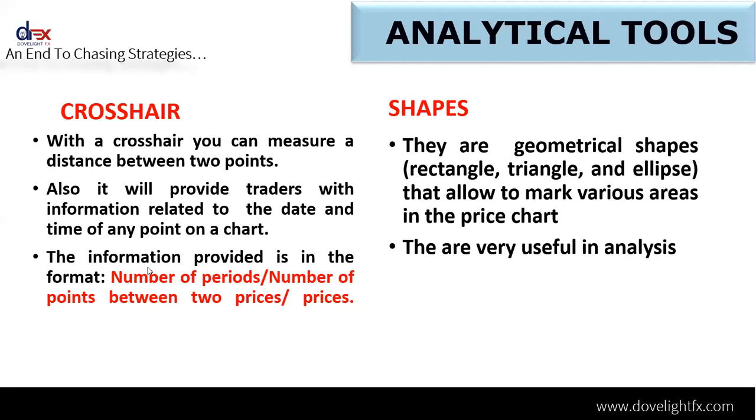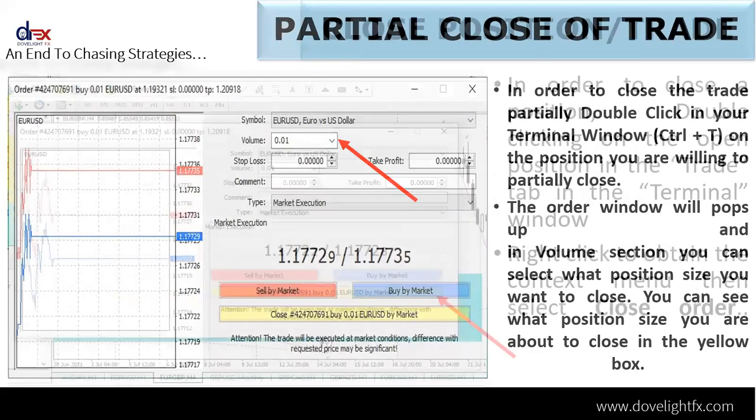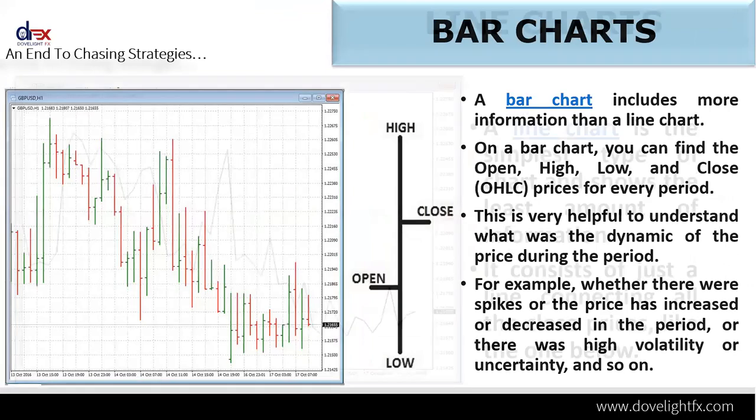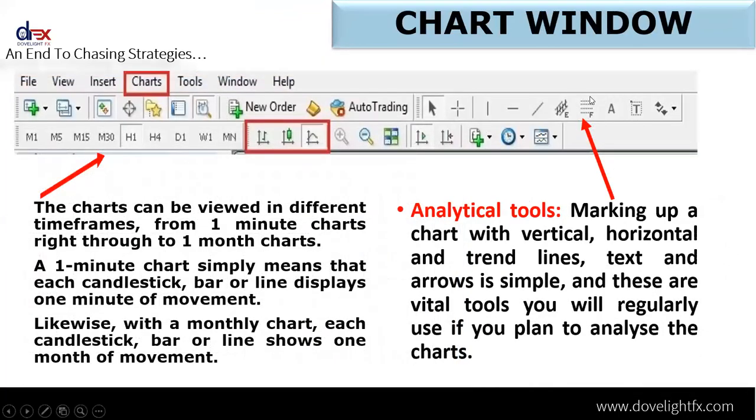What I'm talking about is even written there. The information provided is in the form of number of periods, number of points, and then the price. We have shapes, such as rectangles. This thing that you are seeing is the very thing that I showed you here. All these things that you are seeing here are called analytical tools. So I'm just explaining a few of them and what they do. So that is it.